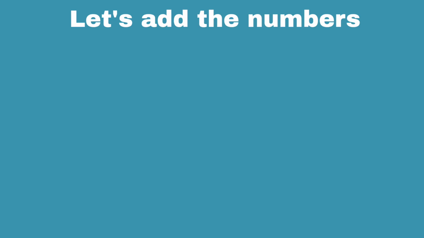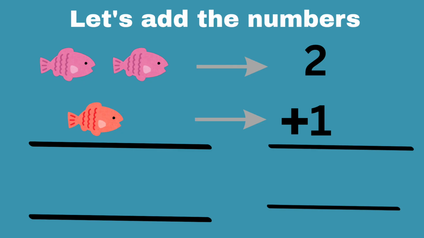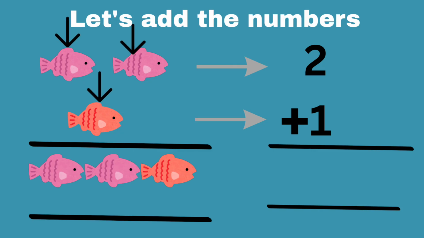Let's take an example. Here we are seeing 2 pink color fish, so we will write number 2, and 1 red color fish, so we will write number 1. How many fish do we have in total? Count both color fish to get the answer. So start counting. 1, 2, 3. The answer is 3. So 2 plus 1 is equal to 3.